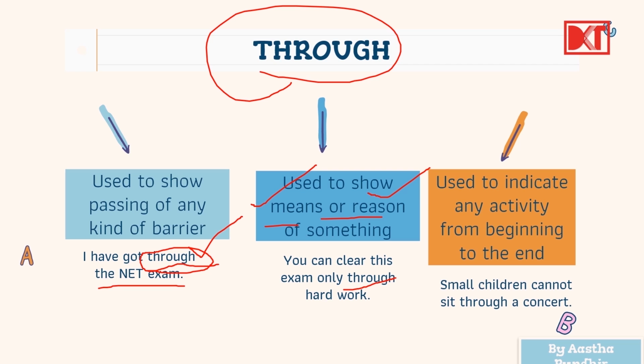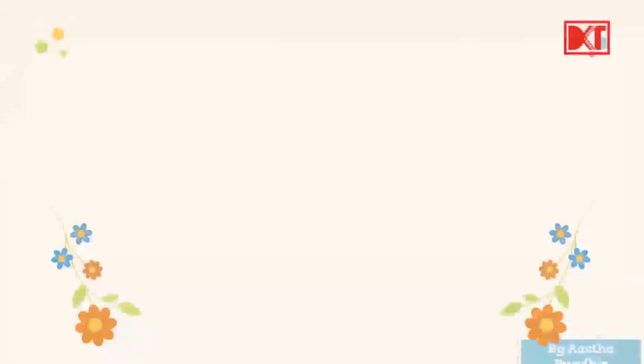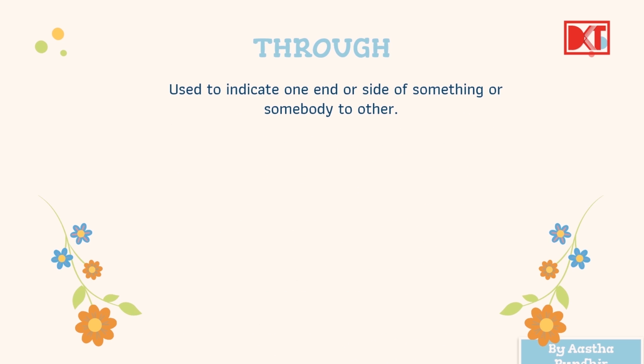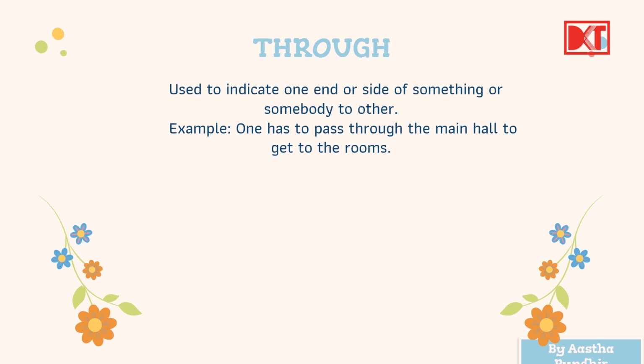शुरू से end तक जैसे, small children cannot sit through a concert. Through मतलब शुरू से end तक, छोटे बच्चे कॉन्सर्ट में नहीं बैठ सकते. Right? Okay, so we have a few more uses of through.